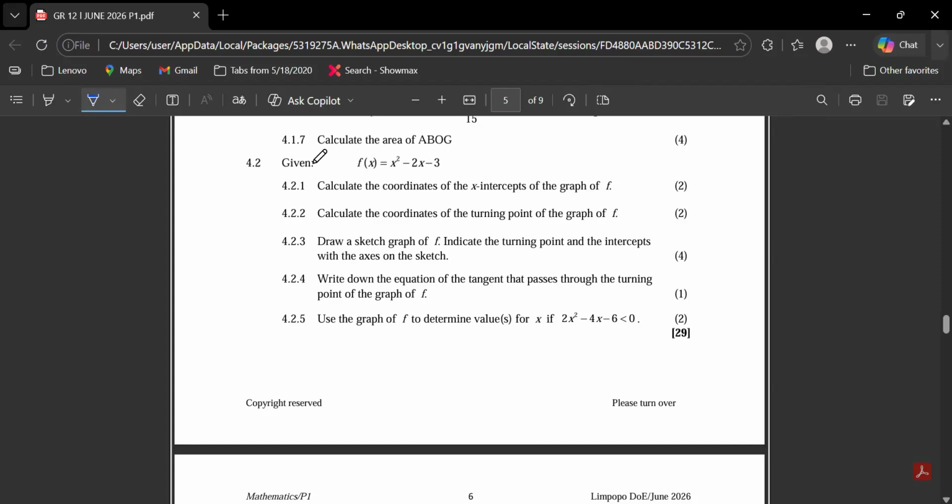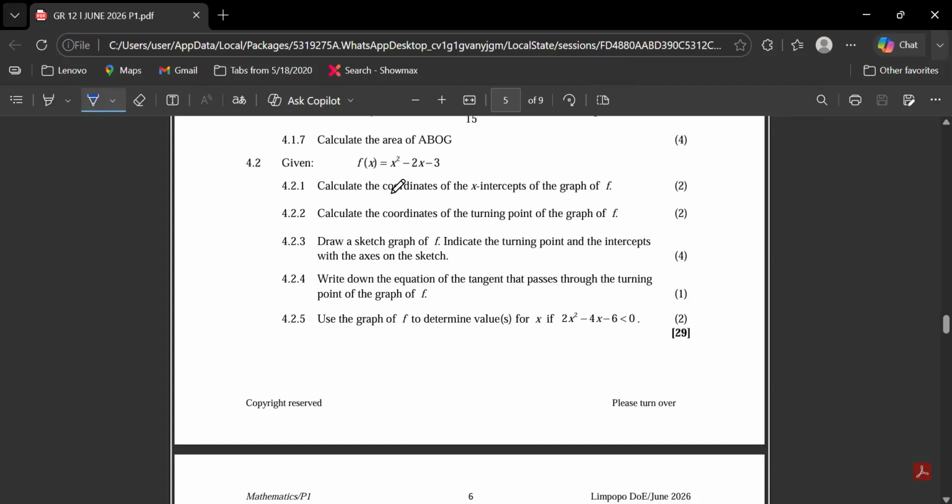Let's take it. We're starting with 4.2.1. What is 4.2.1? It says we should calculate the coordinates of the x-intercept of the graph of f. What is f? Our f of x is given as x squared minus 2x minus 3. What kind of function is this one? This one is a parabolic function.